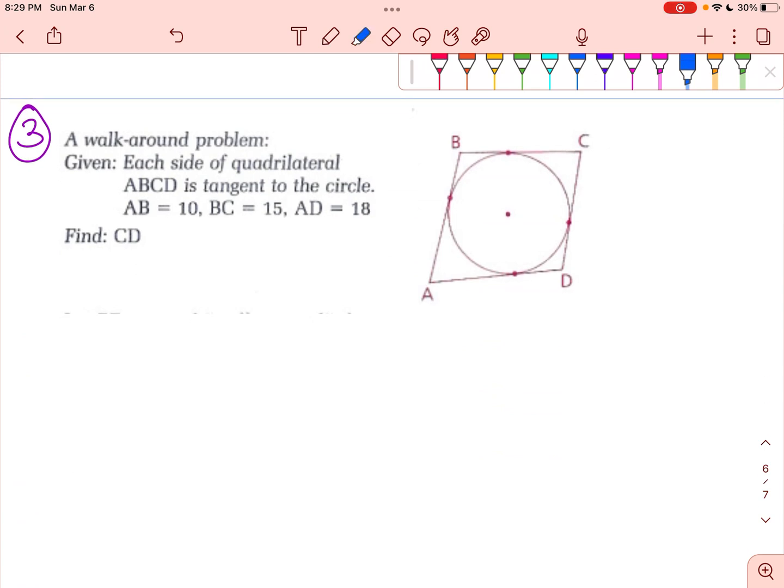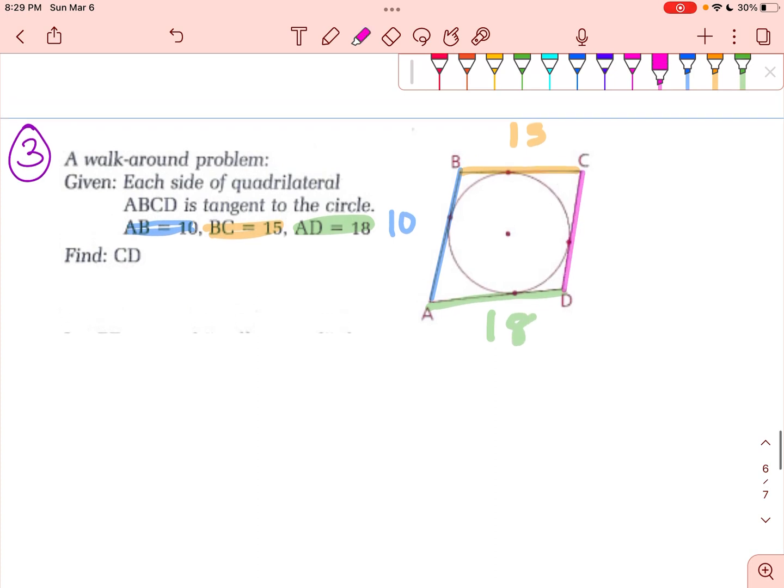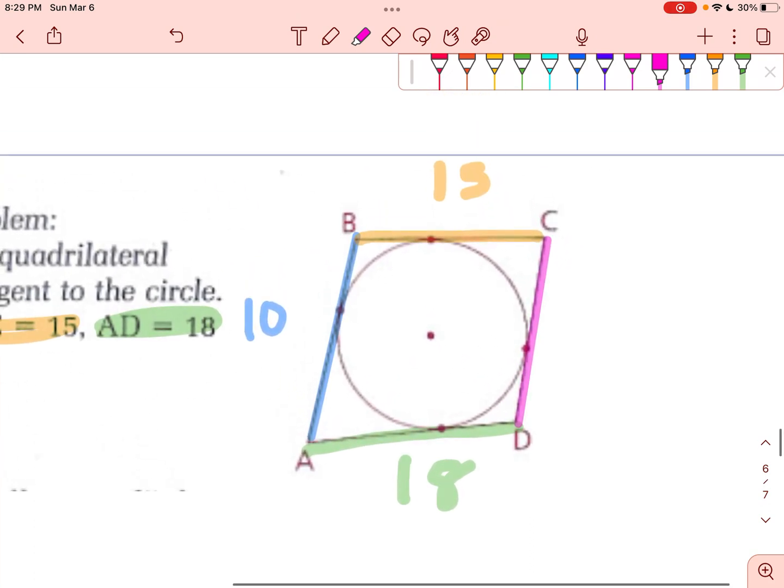So the first thing I like to do is put down my information. So they tell me that from A to B, so this segment right here, is 10. They tell me from B to C is 15. From A to D is 18. And they're asking me to find this pink segment. So we don't know how big that is. And we're going to go ahead and walk around this problem. So we don't know how big this pink segment is.